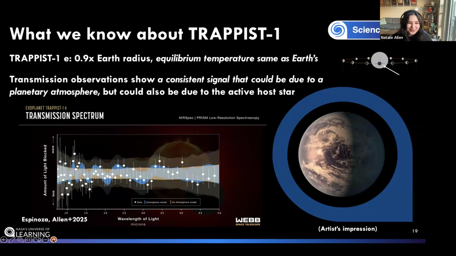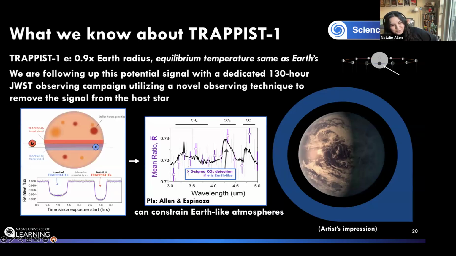But luckily, these results were exciting enough that, next slide, please, we were able to get a large program. So we're following up this really exciting potential signature with a dedicated 130-hour JWST observing campaign that's using a new observing technique where we actually utilize two planets in the TRAPPIST-1 system. So both TRAPPIST-1b, that inner planet that I talked about that we don't think has an atmosphere, and so will only tell us information about the star.